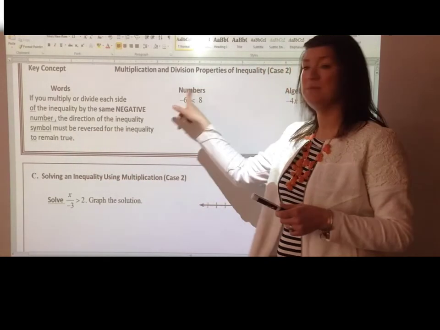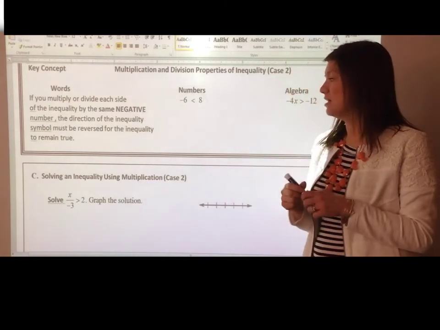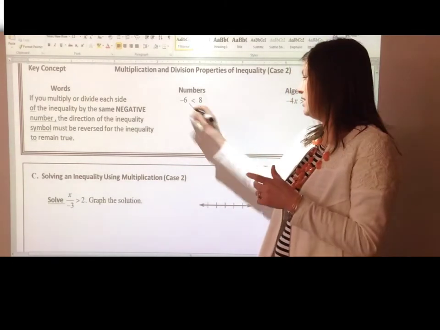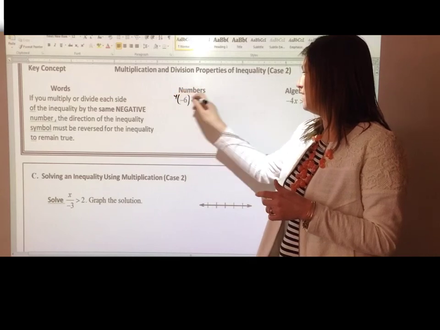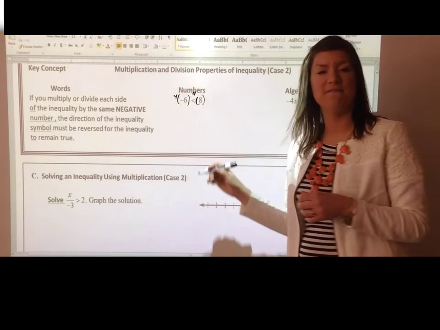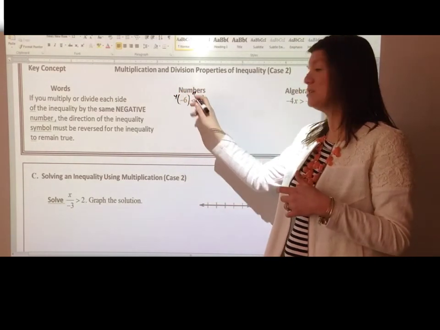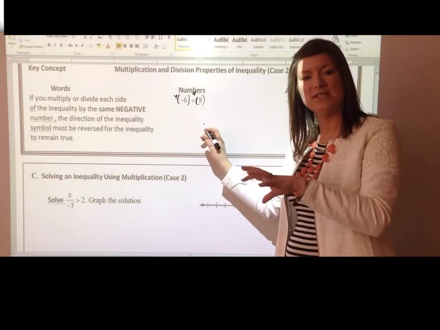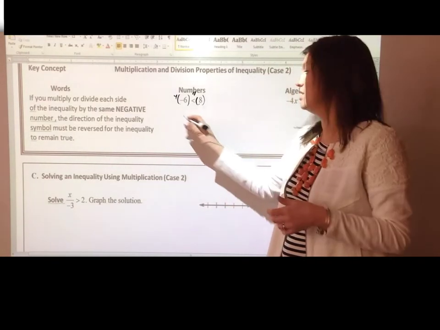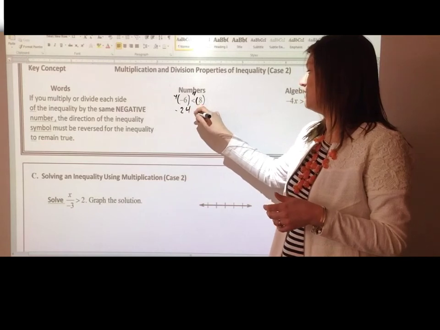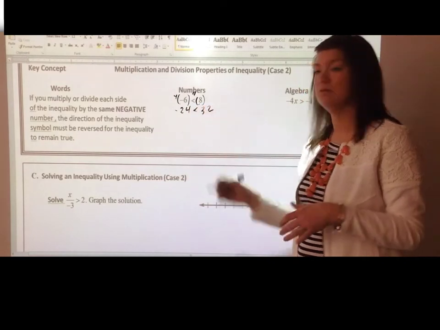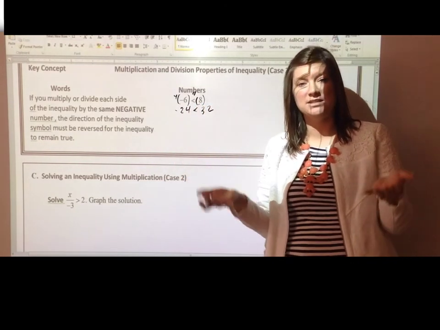So this is the same numbers we used on the front. So let's look at that. When I multiplied it, I think it was by 4 on the first video. When I multiplied both sides by 4, it turned out that I was multiplying by a positive number. Therefore, the simplified inequality actually turned out to be true. It was negative 24 is less than 32. And we said when we multiply by a positive number, it's true.